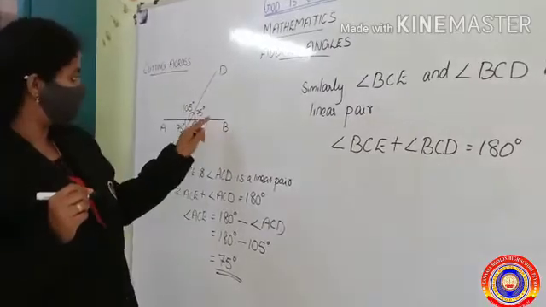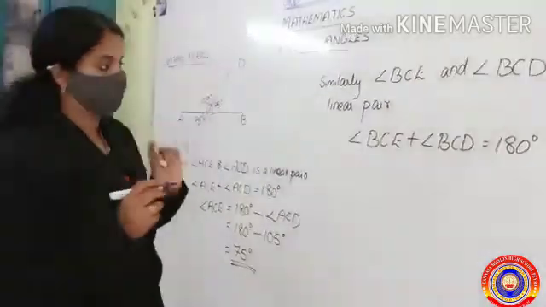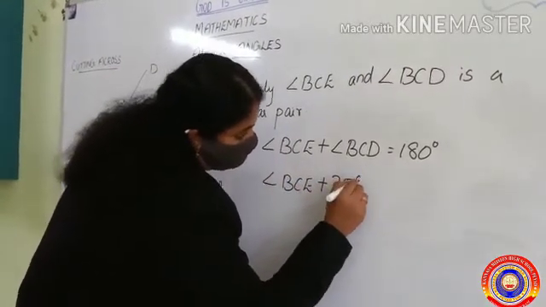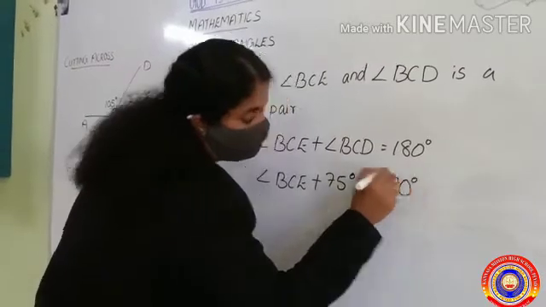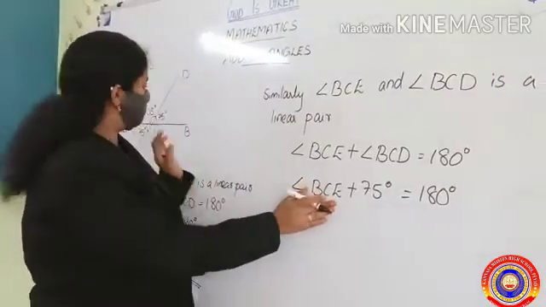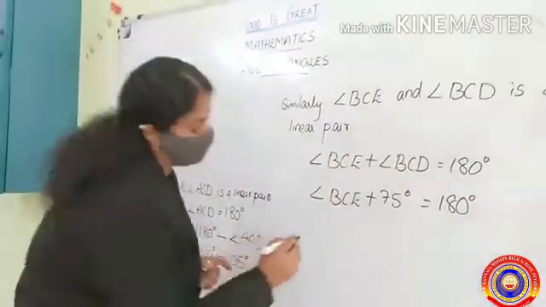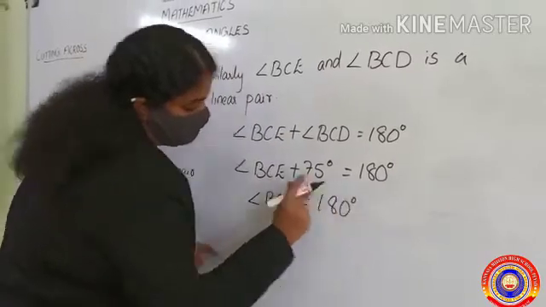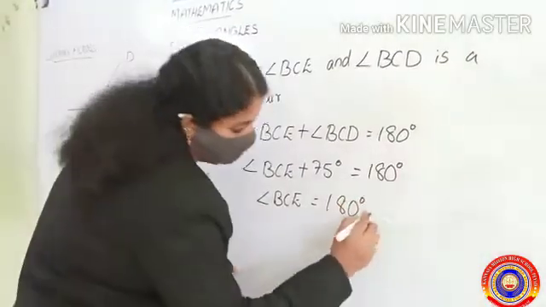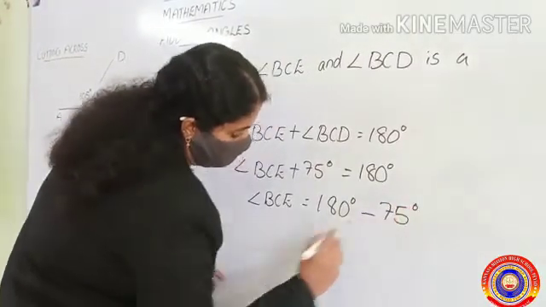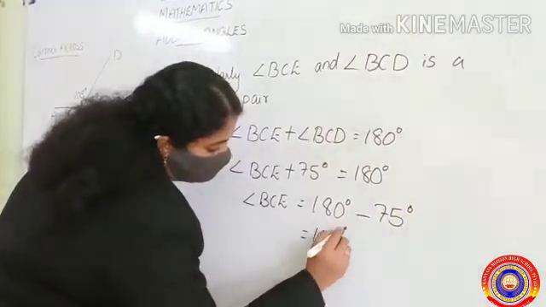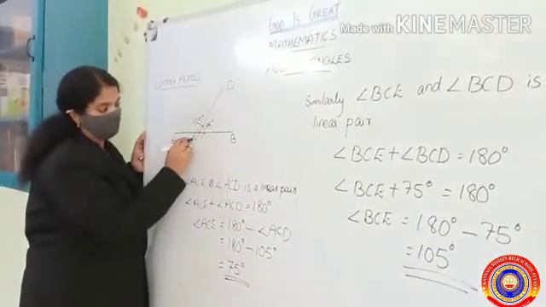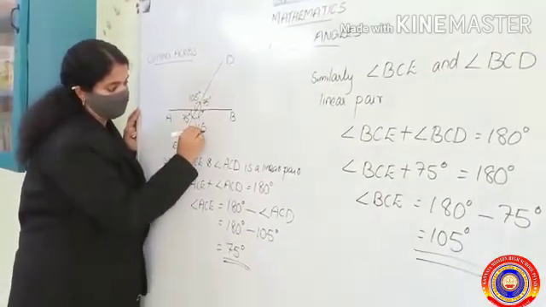And here one angle is given, that is 75 degree. Okay. So, angle BCE plus 75 degree is equal to 180 degree. For finding angle BCE, let's move 75 degree to the right side. Angle BCE is equal to 180 degree minus 75 degree, 105 degree. So here we got the angle BCE as 105 degree.